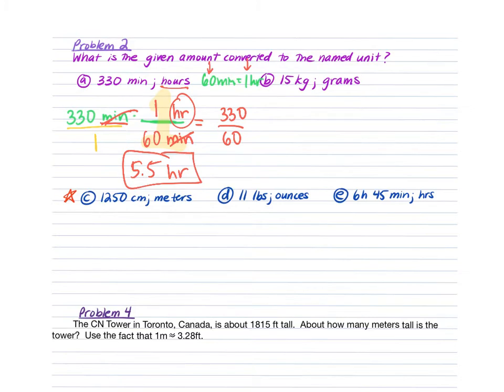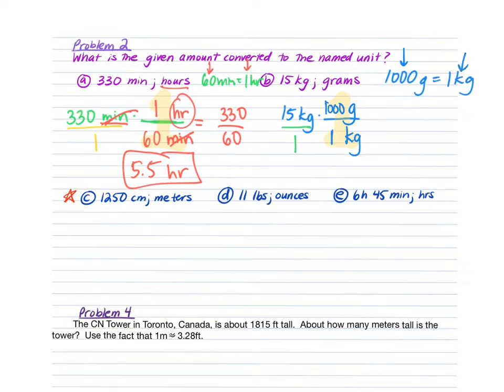Kilograms to grams. Well, kilo means 1,000, so 1,000 grams equals 1 kilogram. And then, so we have 15 kilograms. We're going to multiply by a conversion factor that is equivalent to 1. We have kilograms. We want to get rid of kilograms, so we're going to put those on the bottom. And we want grams, so we're going to put that on the top. And then we have 1,000 grams. We're going to put that next to the grams, and then 1 kilogram.